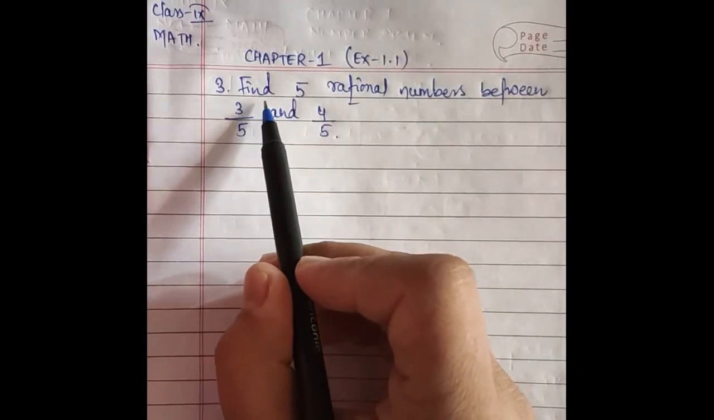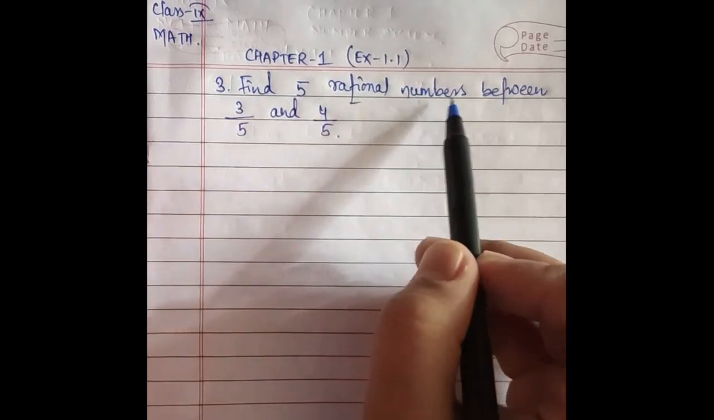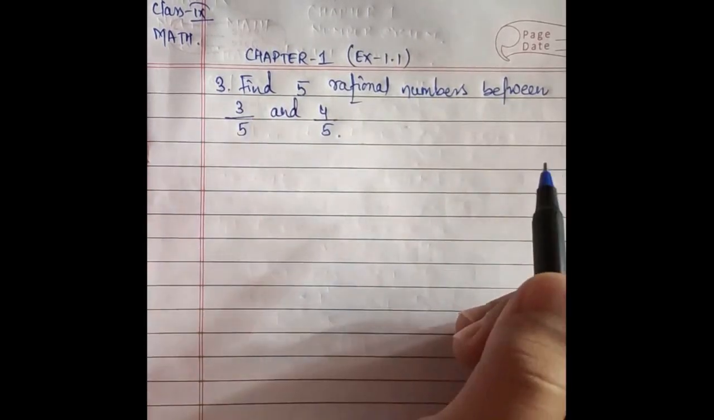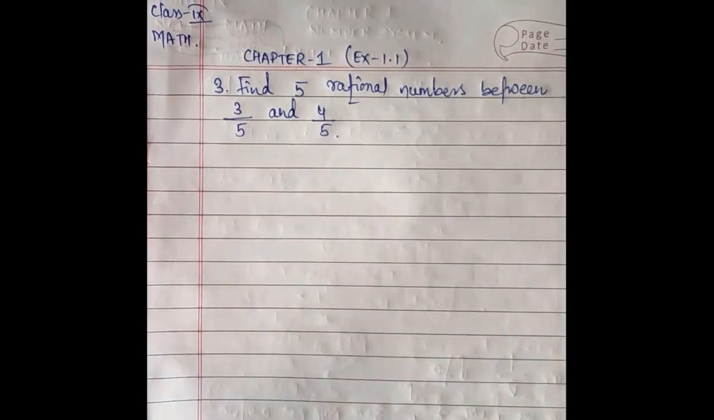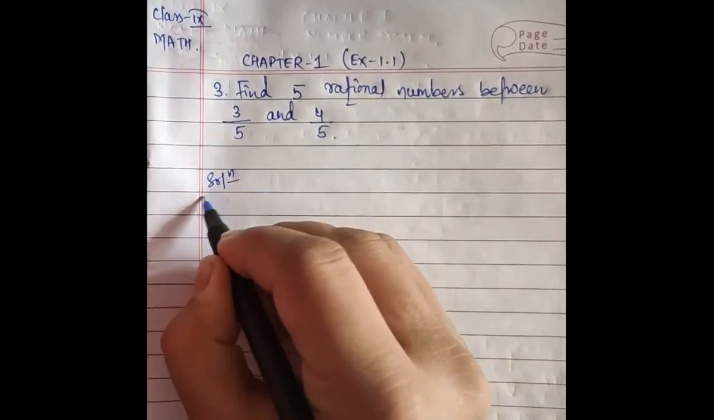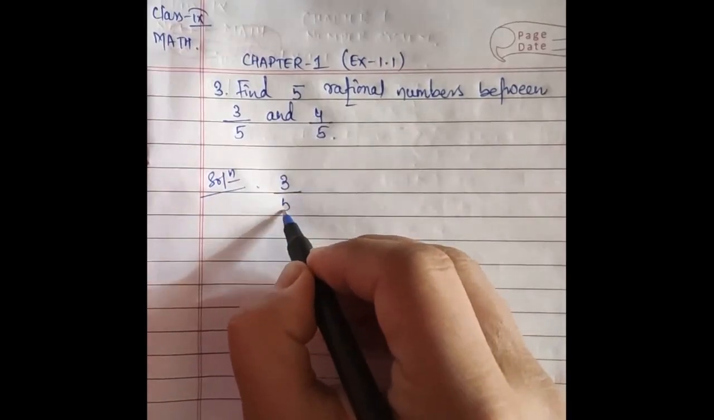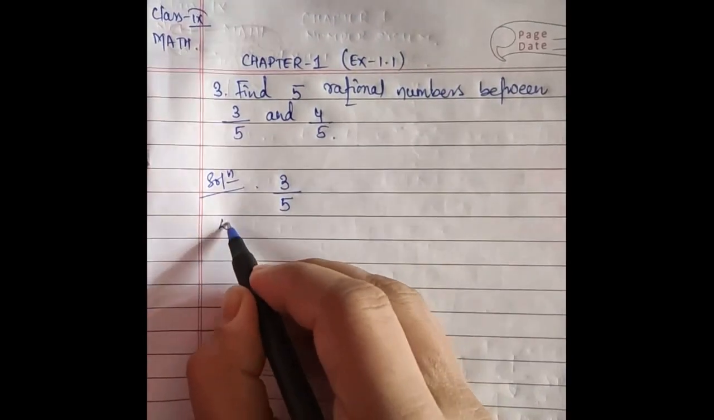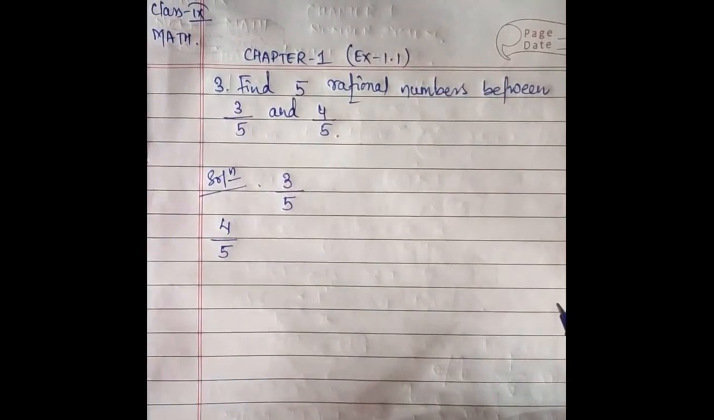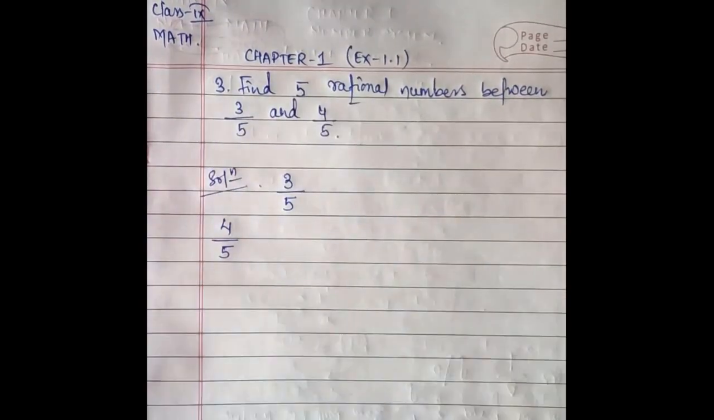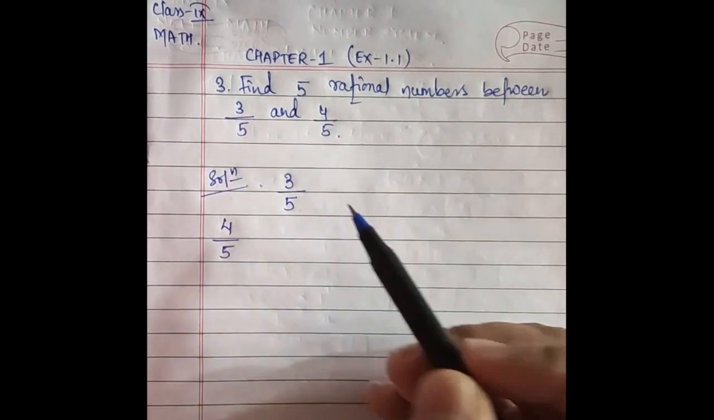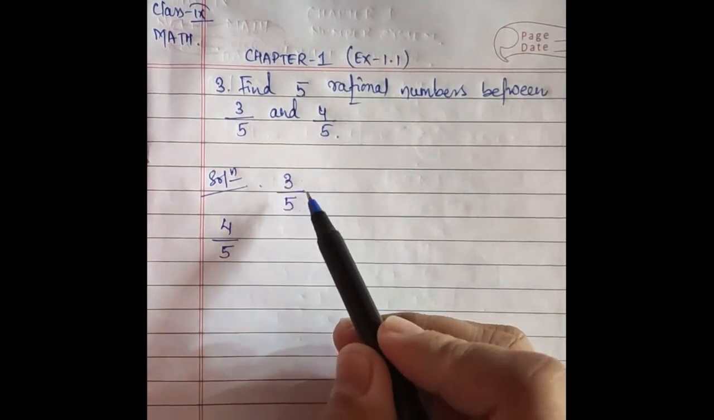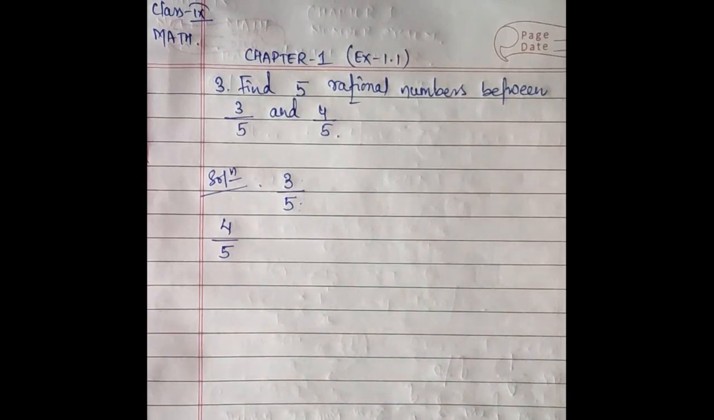Next, question number 3 is find 5 rational numbers between 3 by 5 and 4 by 5. Alright, in a similar way to how we solved number 2, we are going to solve this. It is already in rational form, that is 3 by 5 and 4 by 5. What I told you: if you have to find 5 rational numbers, you multiply both numerator and denominator by a number greater than 5.